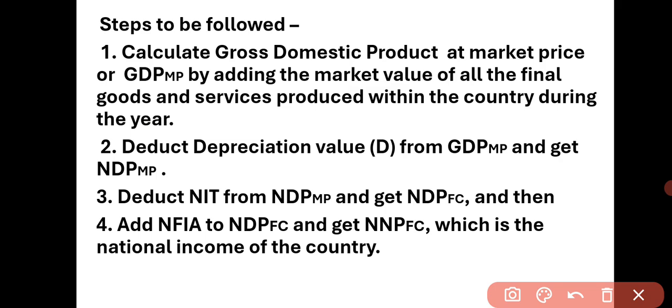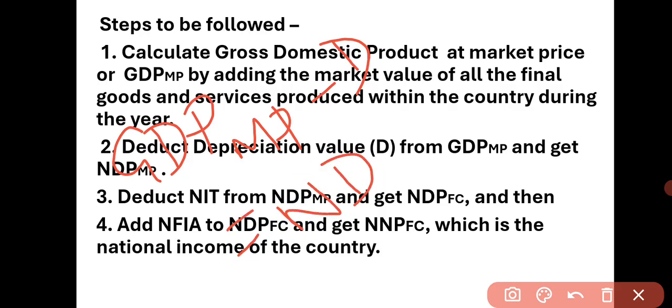Then after deducting depreciation value from GDPMP, what will we get? GDPMP minus depreciation value. We will get net domestic product at market price, NDPMP. When depreciation value is deducted from gross value, we get net value. So after deducting D from GDPMP, we get NDPMP.